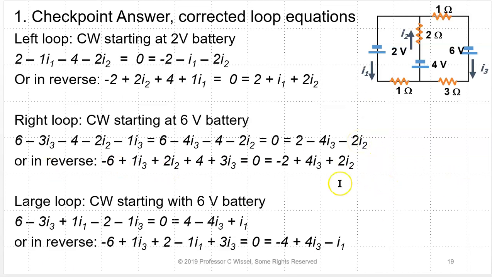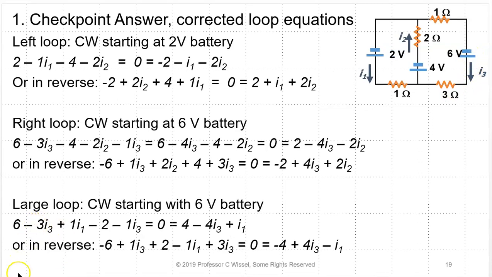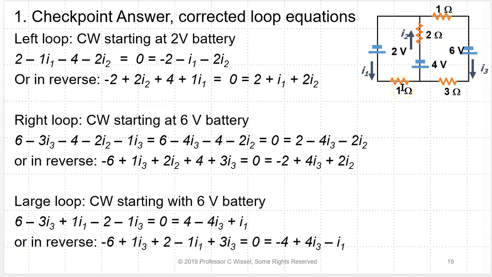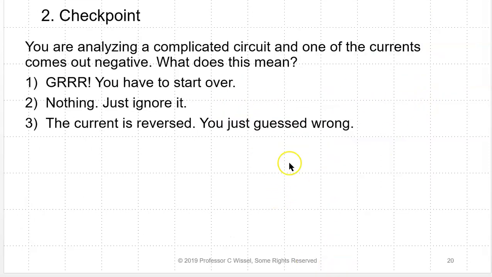The large loop, we're going to start at the 6 volt battery. So, and we're going to go clockwise. So we're going positive 6 minus 3I3 plus 1I1 minus 2 minus 1I3 has to equal 0, and we can condense some of that: 4 minus 4I3 plus I1, or in reverse. Now, this is a good place to practice. And so if you need practice doing this, I gave you as many different ways to do this as is just about possible.